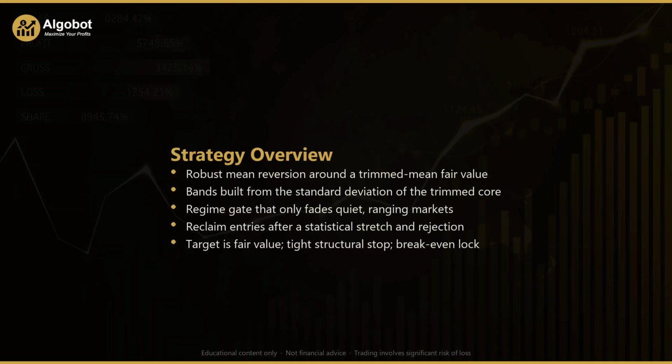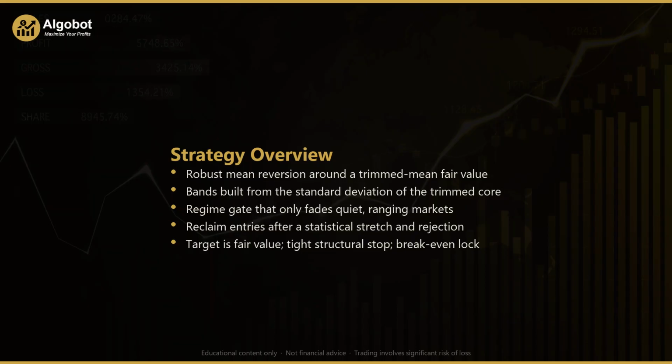So what does this expert advisor actually do? At its heart, the Trimmed Mean Reversion Band is a counter-stretch mean reversion strategy. It was built and tuned with the euro against the US dollar in mind, but the logic applies to any liquid foreign exchange major or metal, and it runs on a single primary time frame, whatever time frame you choose to test it on. The distinctive idea here is the trimmed mean.